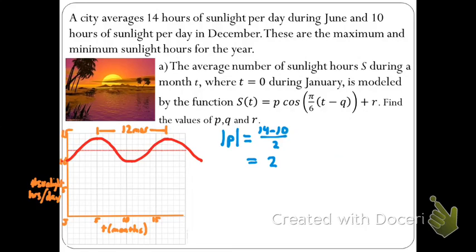All right, now let's go ahead and worry about the q, which is kind of the next thing I was getting at. Our maximum value is starting 5 units to the right of the y-axis, isn't it? So that would imply to us that q is equal to 5. And then R is the vertical shift. Well, R being the vertical shift, that's going to correspond with our midline right there, or the max plus the min divided by 2. So we've already figured out that that is 12, didn't we? So there's our values of P, Q, and R.